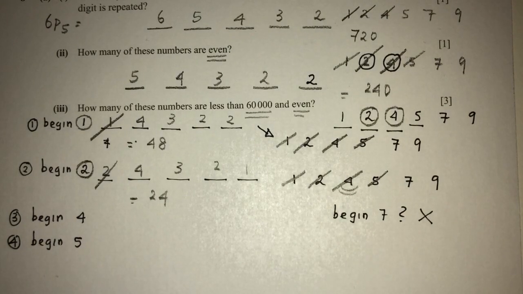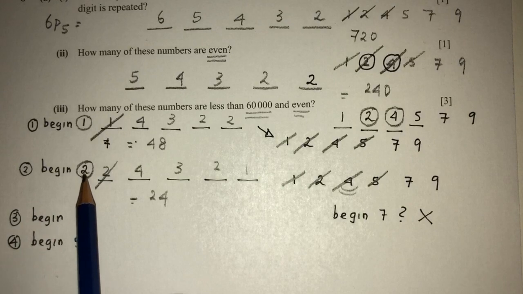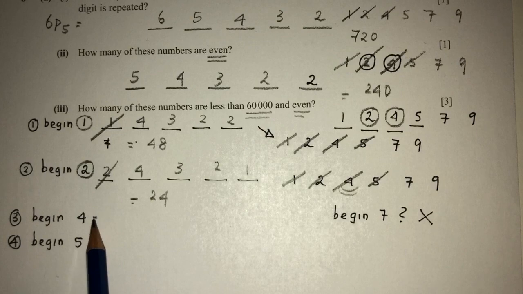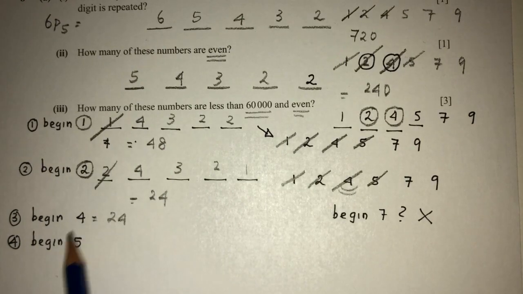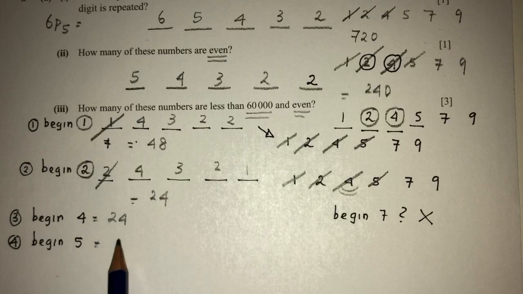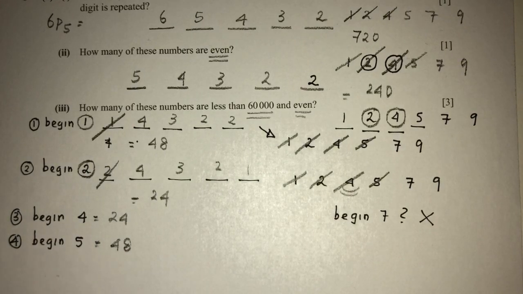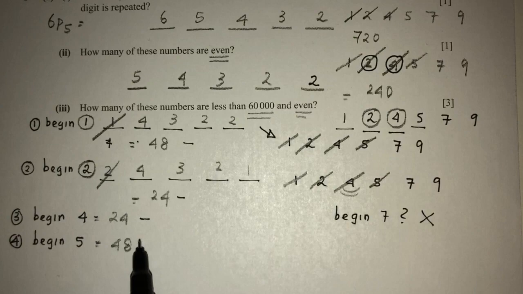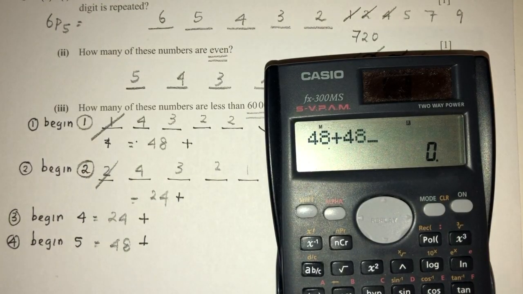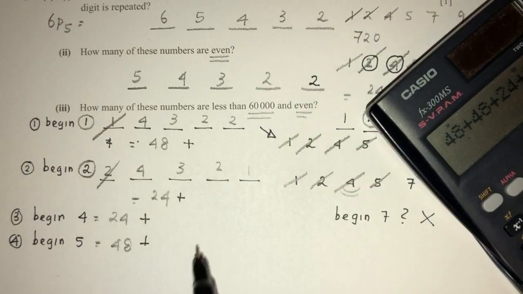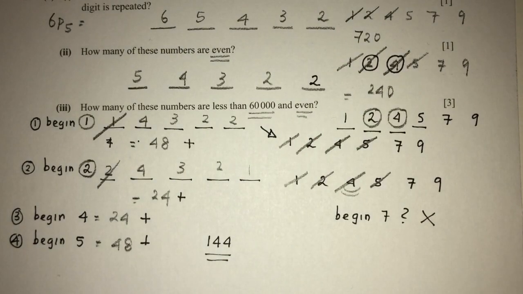But as you have realized, from what we said, if you're beginning with an even number, you will have 24. So if you begin with 4, which is an even number, you will have 24. Same way of thinking: if you begin with 1, which is an odd number, it is 48. If you begin with 5, it is an odd number, so you will also have 48. So your answer will be, if you add this, this, and this, 48 plus 48, 24 plus 24, that should be 144 as your answer. So 144 numbers can be formed from those conditions.